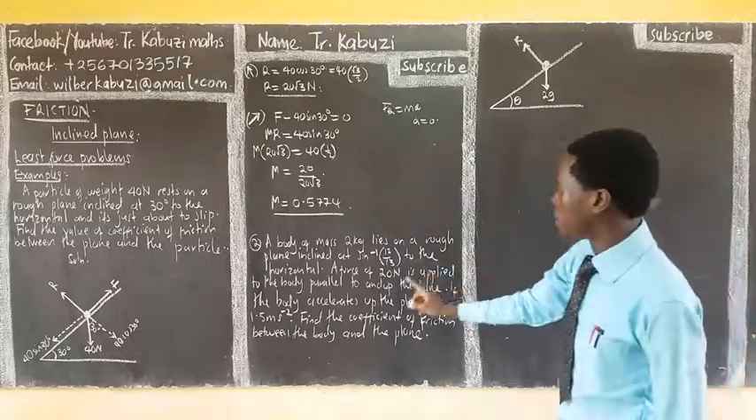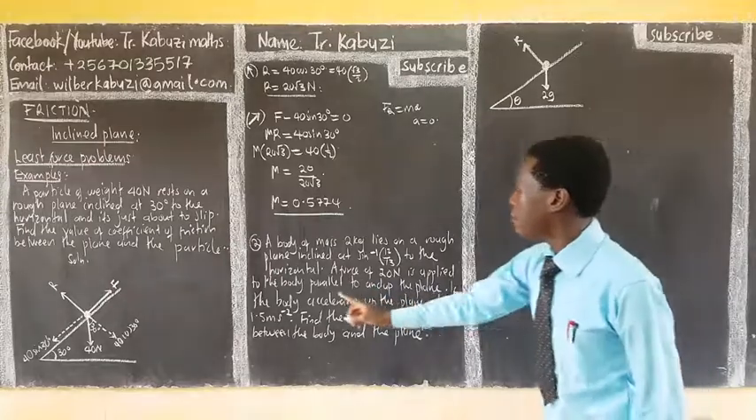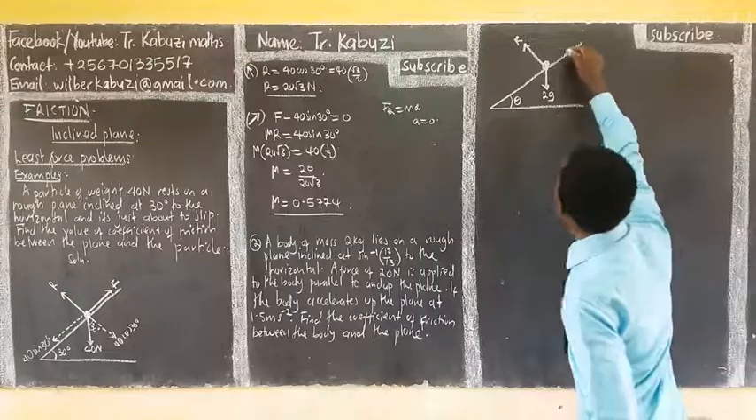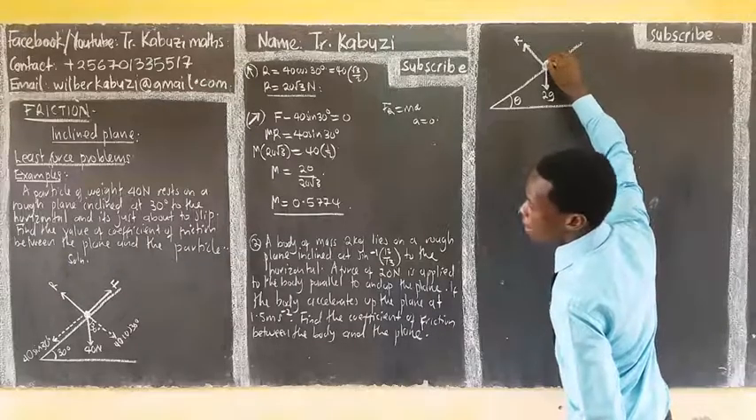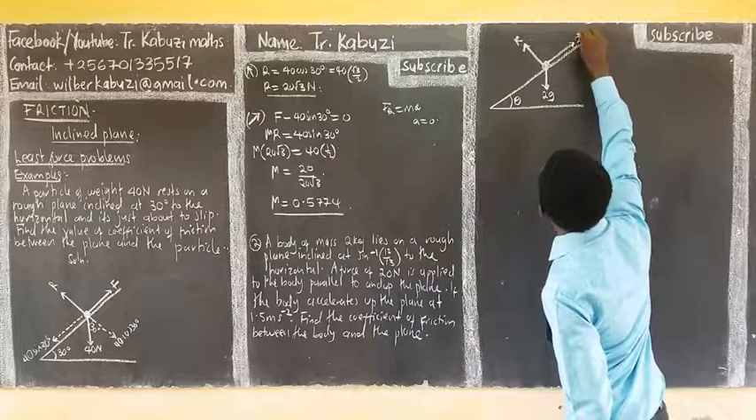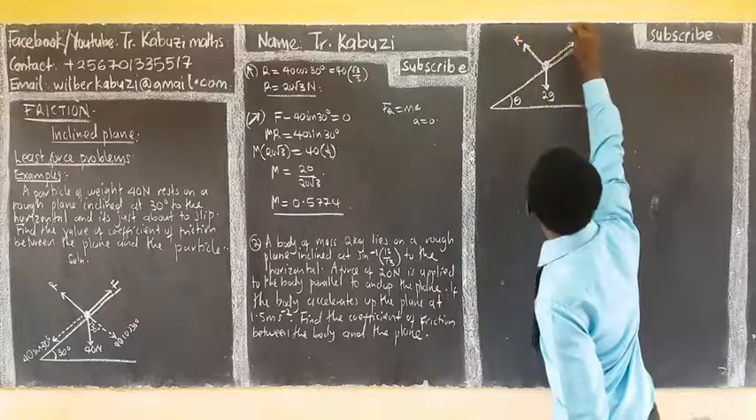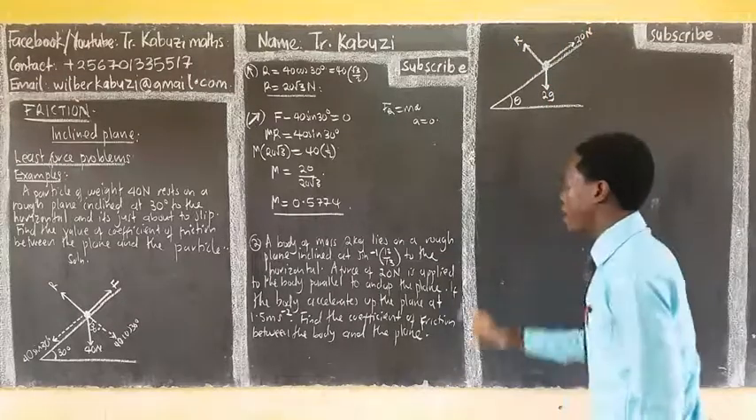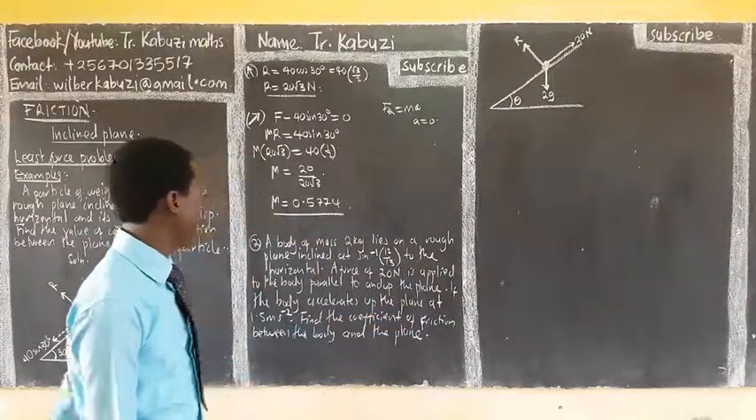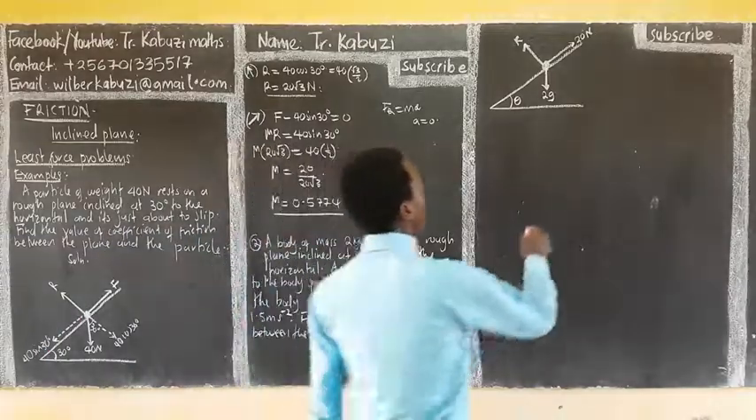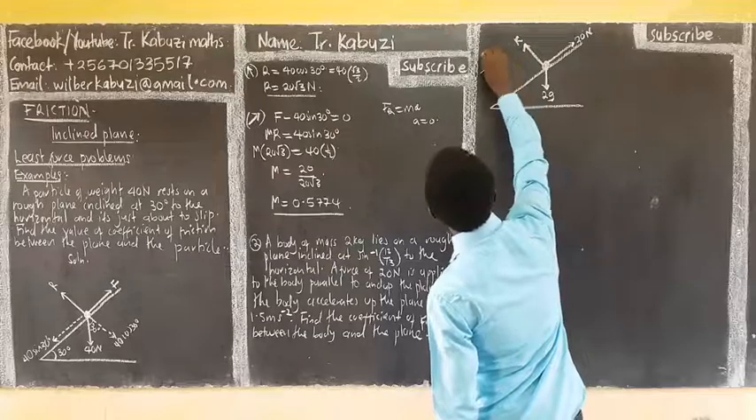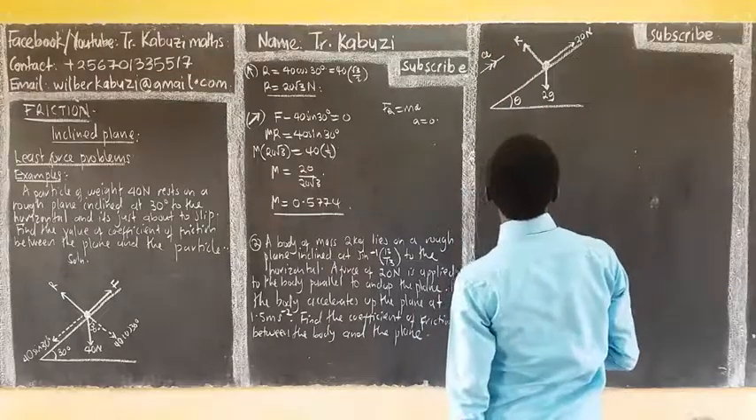Anyway, we continue. A force of 20 newtons is applied to the body parallel to and up the plane. So this is going to be our body, with a force of 20 newtons up the plane. If the body accelerates up the plane, we are going to have a certain acceleration in that direction, up the plane.